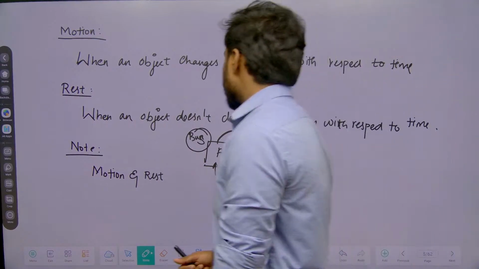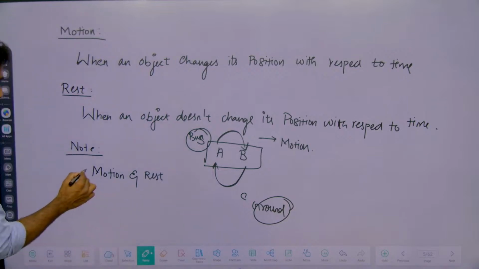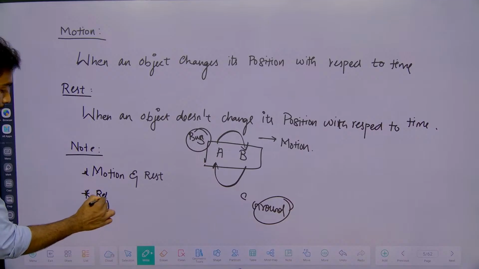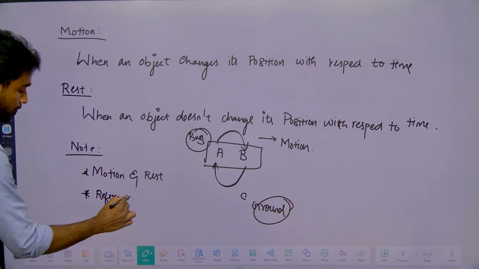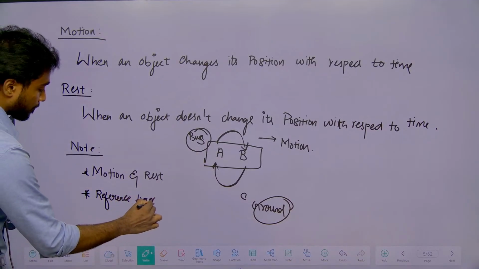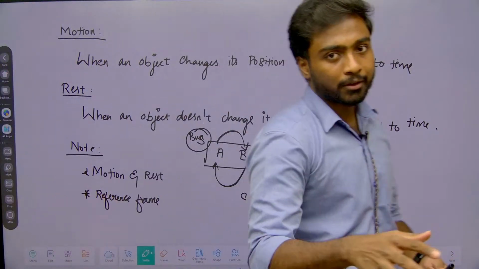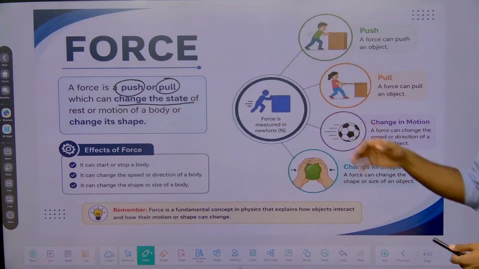Okay. So motion and rest are interrelated terms, I told, and reference frame. Right. So this is the basic idea about rest and motion. Now we'll go for the next things.